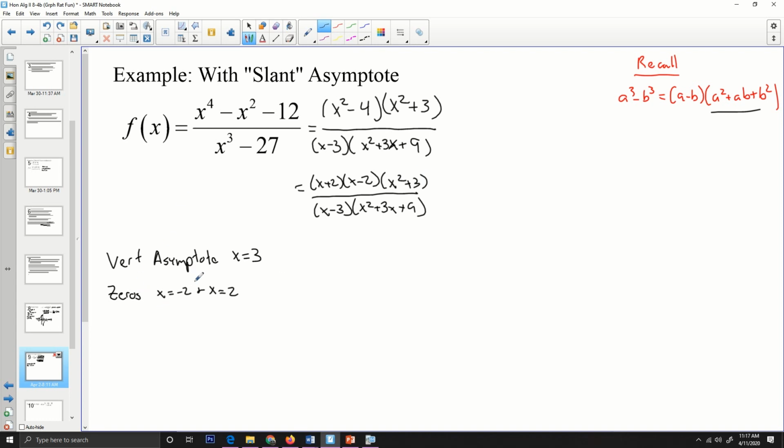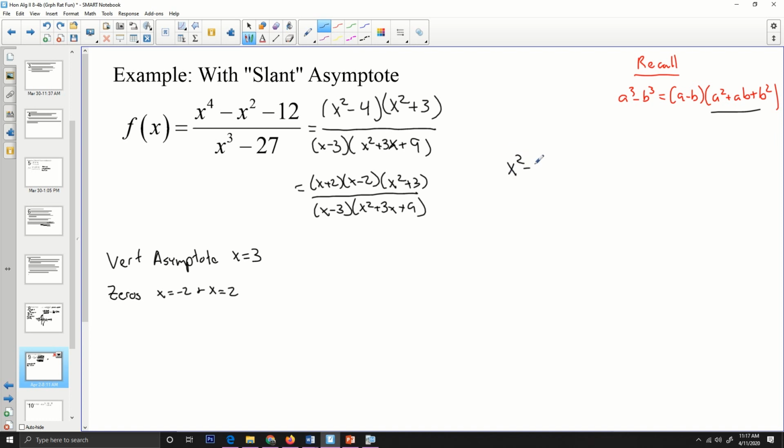I don't have a horizontal asymptote. The reason I don't have a horizontal asymptote is because the degree of the numerator is bigger than the degree of the denominator. So I do end up with a slant asymptote, because the degree of the numerator, 4, is 1 more than the degree of the denominator, 3. So what we're going to do is a division. We're just going to divide.